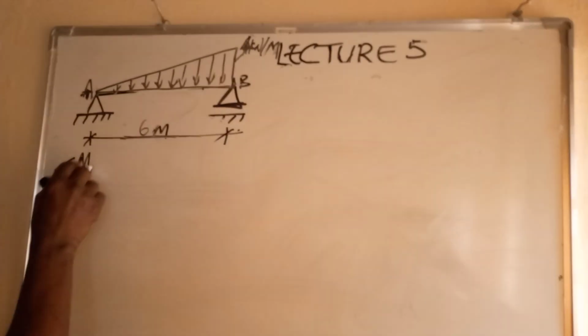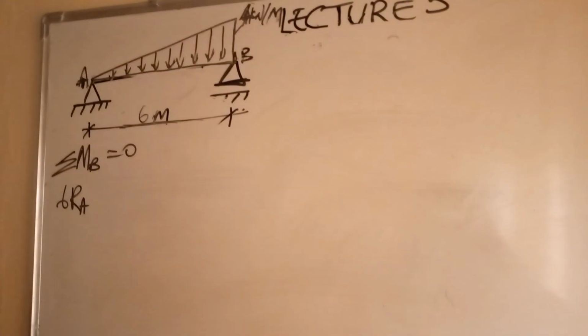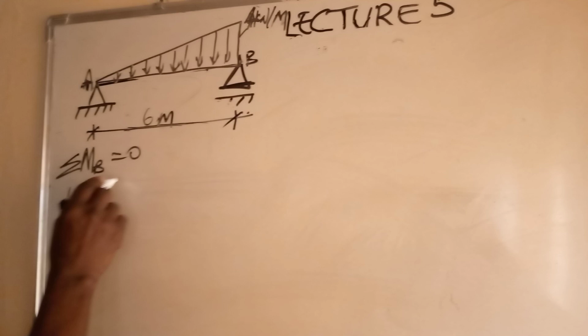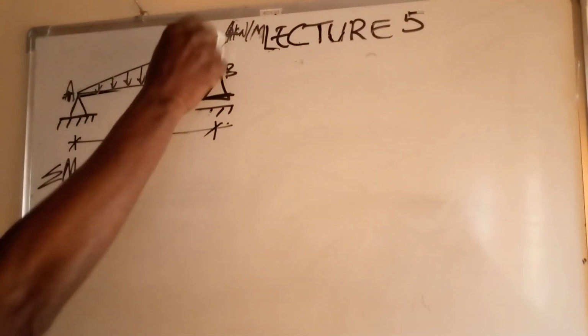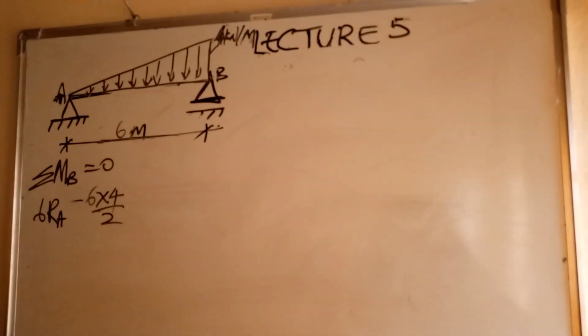So to start, now we want to get reactions. So total moment about B is equal to 0, so that we can get reaction A. If we do that, we have 6 RA, make RA a moment, turning this way, the load turns against it. So to get the load now, and make it a moment, I then minus the area of the load, which is 6 times the intensity of the load here, which is 4. Look at it, it's 4. So times 4 over 2, the area of a triangle.